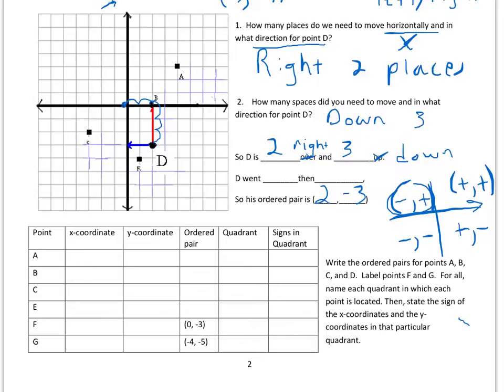All right, so point A. Here is point A over here. Okay, let's go over this. I always start from the origin. I would have to go 1, 2, 3, 4 places to the right.